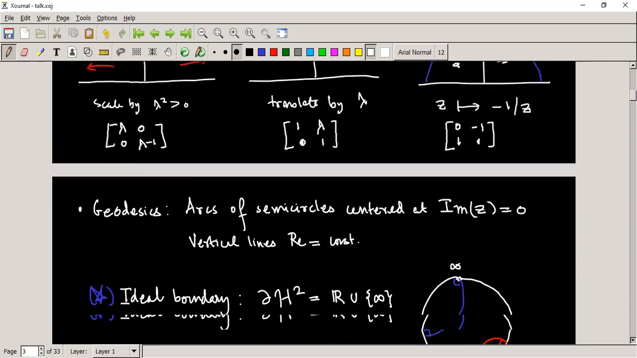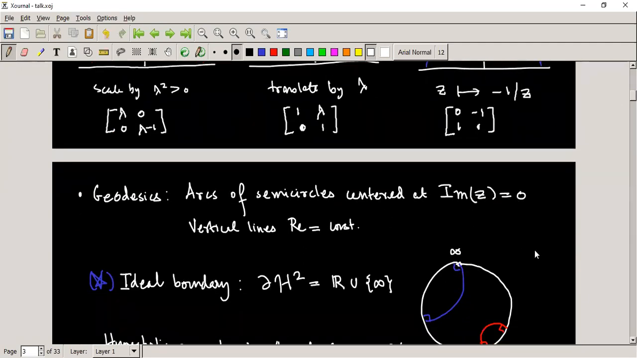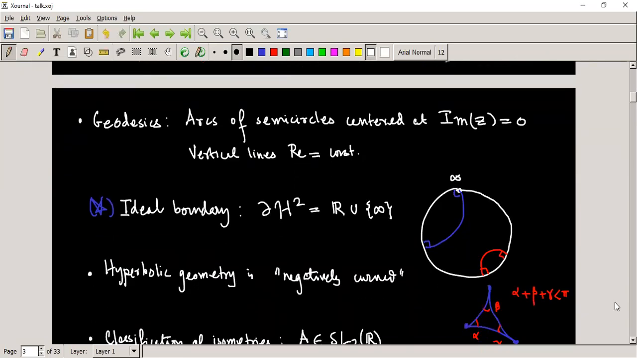So arcs of semicircles centered at this Im z equal to zero line are preserved. Take the upper half space. This line is not there. But you can take a point on the boundary line of the upper half space, and look at the upper semicircle centered at that point. These things will be preserved, and completely vertical lines. So these things are preserved under fractional linear transformation.